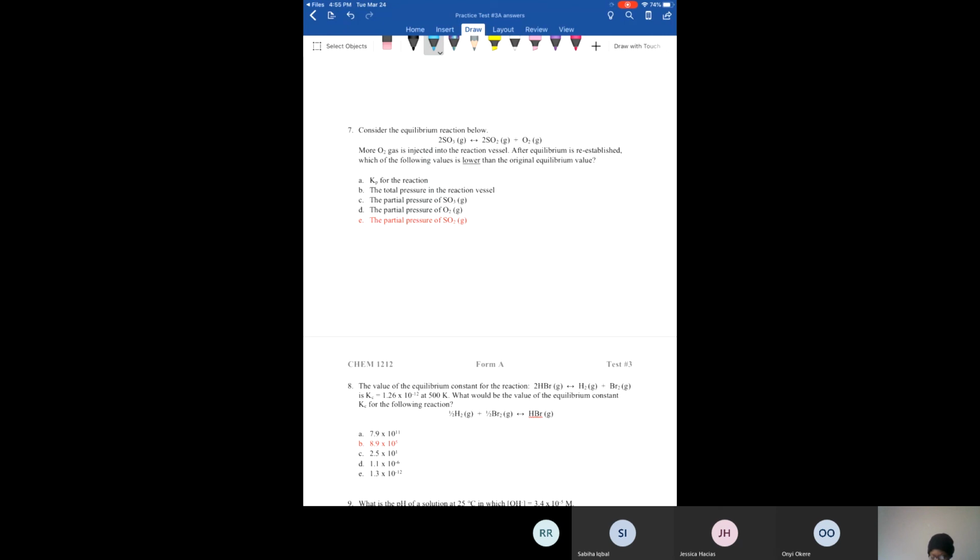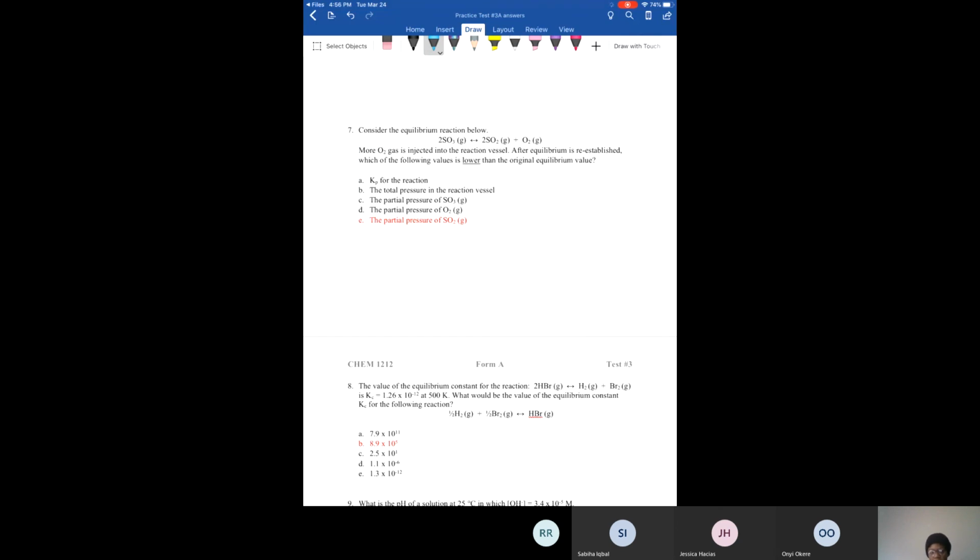Which of the following is lower than the equilibrium value? Oh, sorry. I was reading SO3. In my head, I was like, this doesn't make sense. Okay. So you might be asking, why is it not O2?